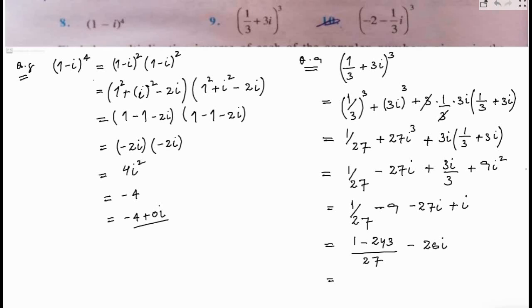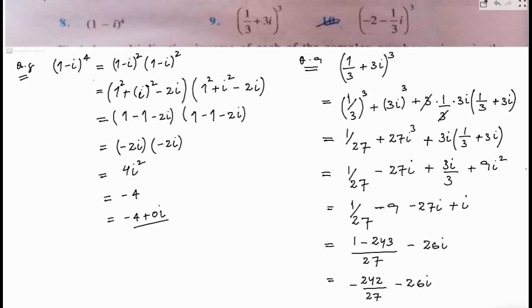Take care. So the result will be 242 upon 27, but the sign is negative and negative 26 iota. That will be the standard form for this question number 9.